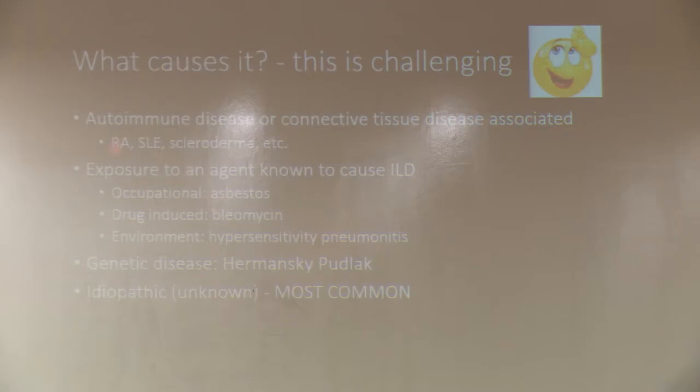So I think there's at least four major categories. We already mentioned autoimmune disease or connective tissue disease associated. So in these people, your own immune system attacks different organs of your body. One of them is the lung, and it can destroy the blood vessels, the lining of the lung, and cause scarring in the lung.